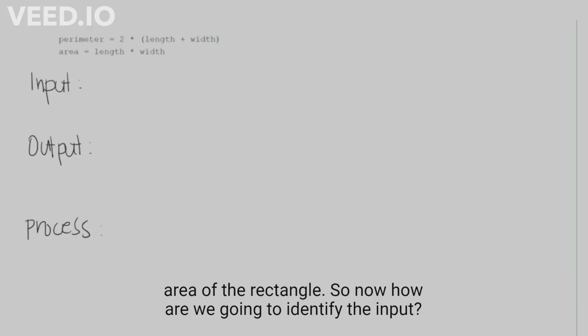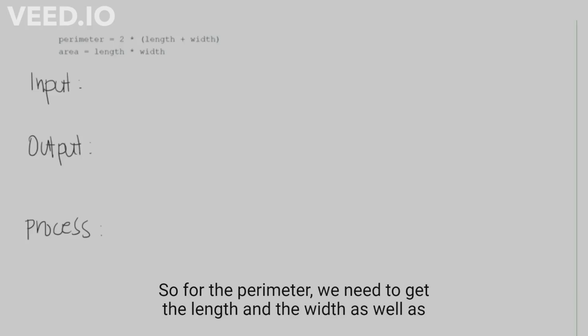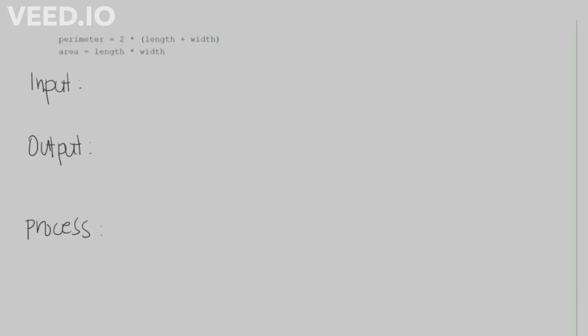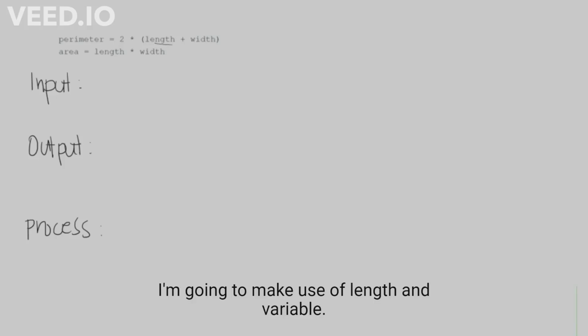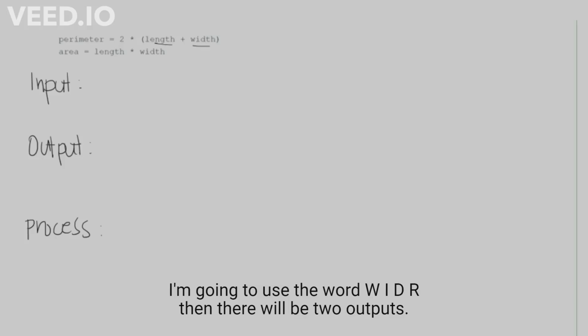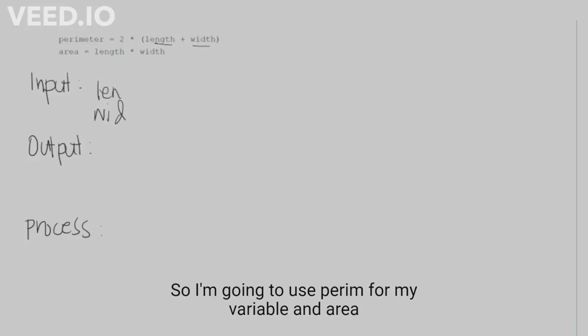Now, how are we going to identify the input? Mostly the inputs are within the equation. For the perimeter, we need the length and the width, as well as for the area, length and width. So our inputs here are variable length, for which I'm going to use len, and variable width, for which I'm going to use WID. Then there will be two outputs: the perimeter and the area. I'm going to use perim for my variable and area for my area.